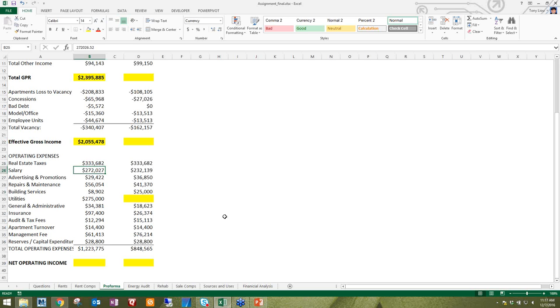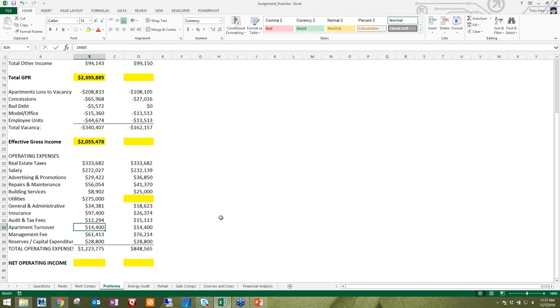Salary is for people that are working on the site, so it could be your property manager, facility managers, your pursers, your maintenance staff. Advertising and promotion, these are ads that we do. Repairs and maintenance, there's some stuff that needs to be fixed on the property. This is what was budgeted. Building services, another item. Utilities, so we have $275,000 utility bills. G&A, insurance, audit and tax fees, apartment turnover.